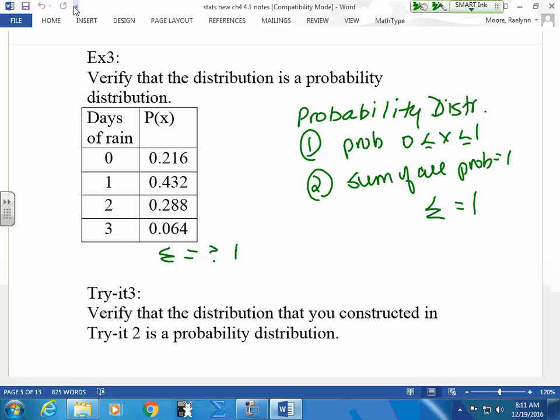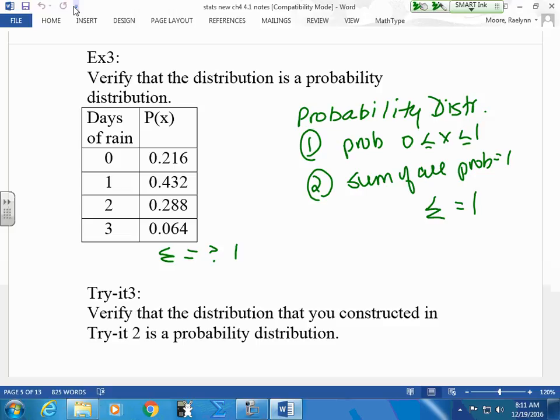We can eyeball the first part, looking at the probabilities, but the summations, you've got to see if they add up to 1. Those two things have to happen for this to be a probability distribution. And doesn't that make sense? It makes absolute sense. We've been doing that with probabilities. All the parts add up to 1.